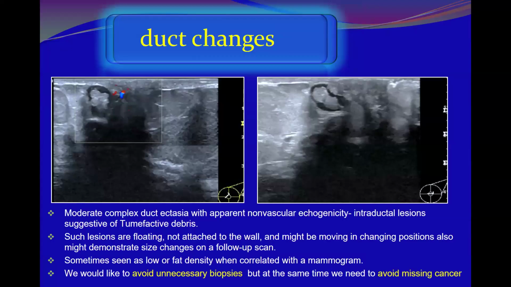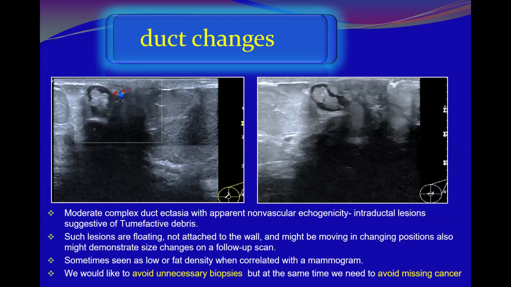This is my patient. She has, I think, a nipple discharge. And here we can see dilated ducts with an intraductal component. So we need to know what this intraductal component is. Is it soft tissue, or is it debris, or what? Sometimes it's really challenging and difficult.